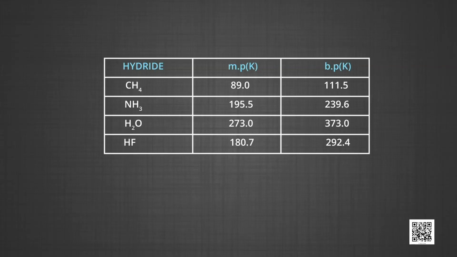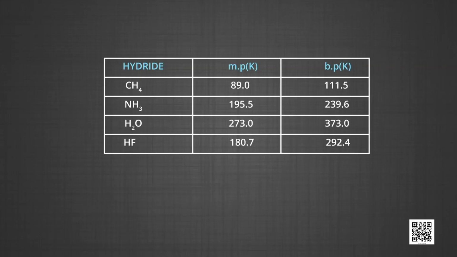Let us compare the melting and the boiling points of different molecules. First of all, the melting points, in Kelvin. Methane, it's 89.0 Kelvin, ammonia 195.5 Kelvin, water 273.0 Kelvin and hydrogen fluoride 180.7 Kelvin. From this data, you can see that the melting point of water is very high. It is just because the oxygen is highly electronegative and due to the intermolecular hydrogen bonding.